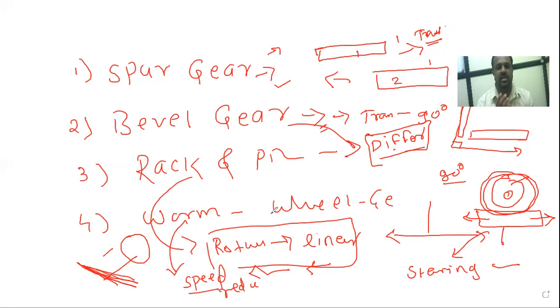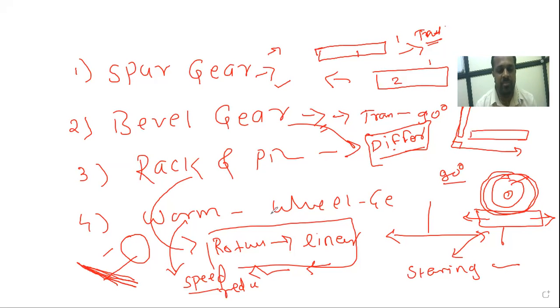Then the bevel gear. Suppose we want to transmit the power at 90 degrees, at that time we have to use the bevel gear. And the practical application of the bevel gear is that it is generally used in the differential gearbox to transmit the power at 90 degrees.